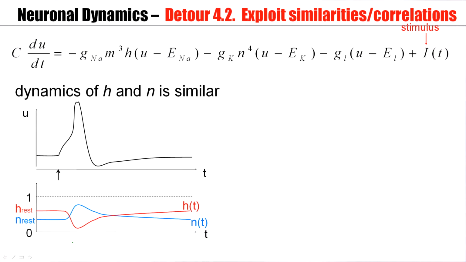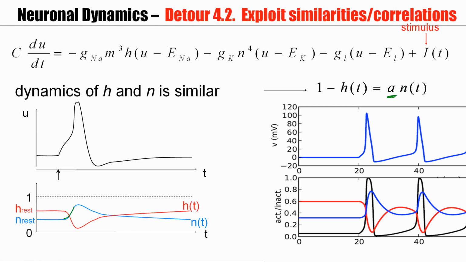So here is the Hodgkin-Huxley equation. And as I've discussed in lecture 1 of this week, the dynamics of H and N are similar in the sense that if N goes up, H goes down. If H goes up, N goes down. Therefore, we have a mirror symmetry, which led us to say, well, 1 minus H is very similar to N of t with some constant A. And I would like to make this argument more precise now.